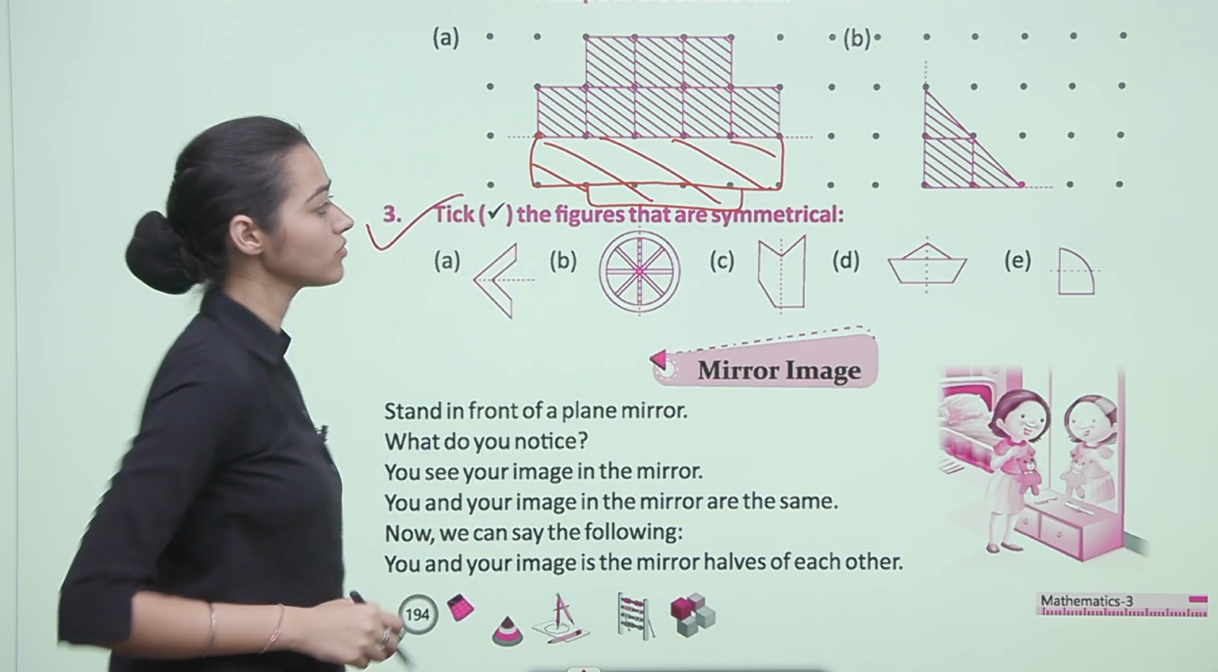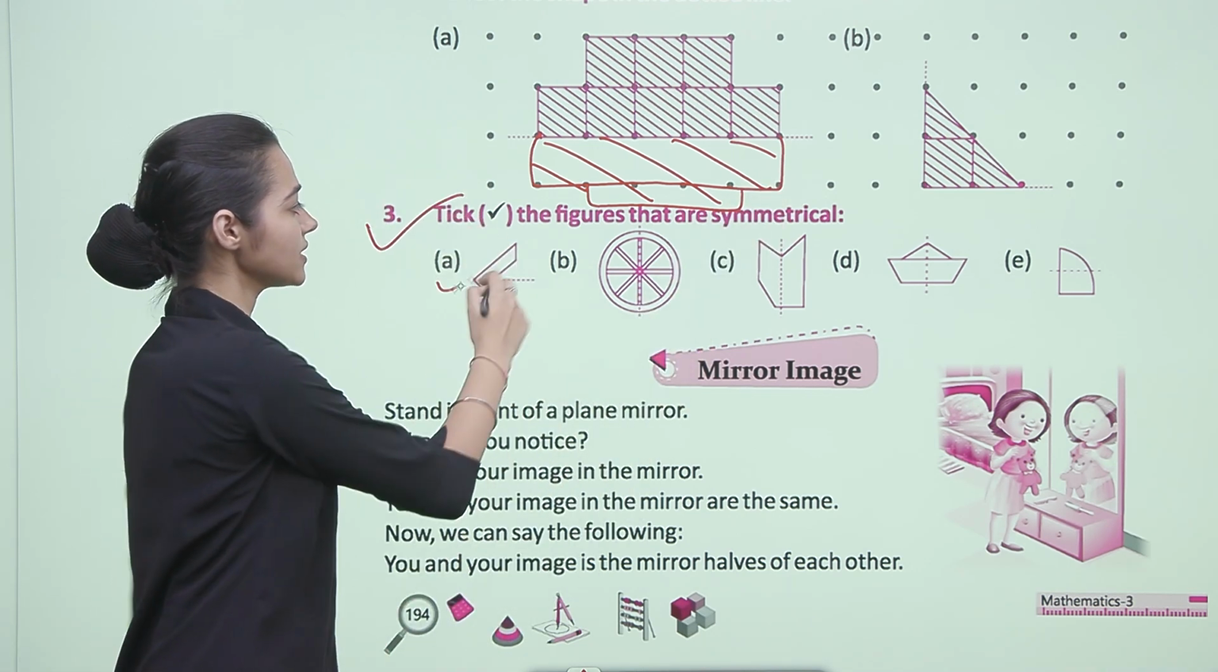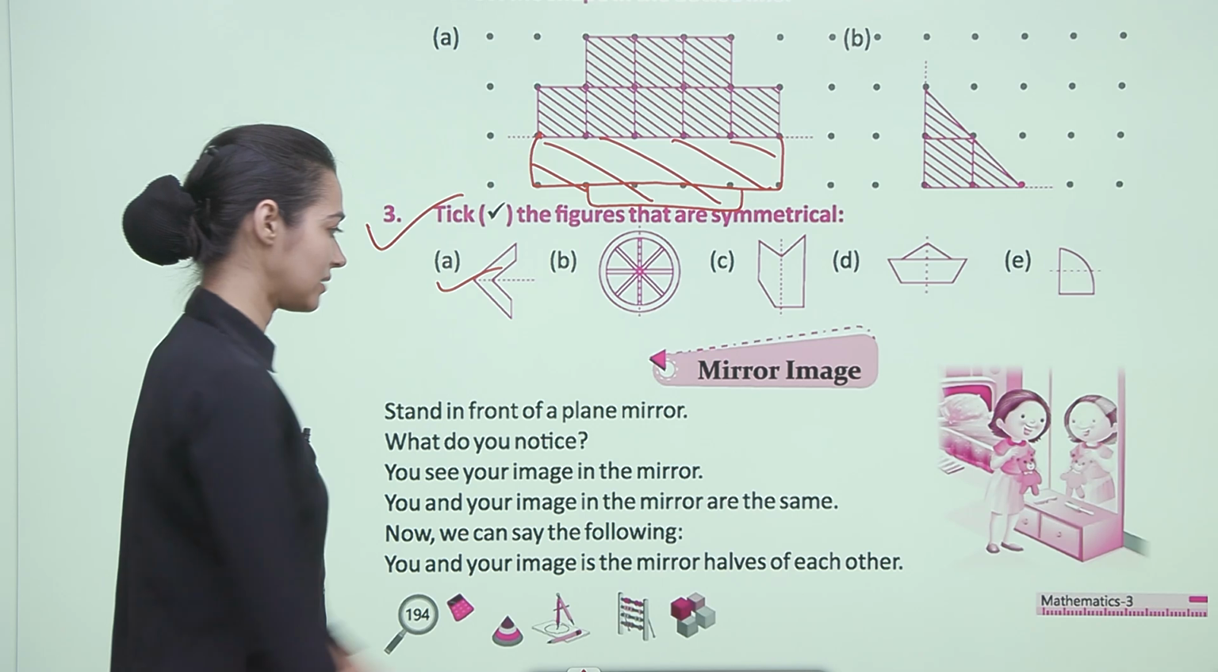In the next one, we have to pick the figures that are symmetrical. So the first one is symmetrical. That's how you can complete the remaining part.